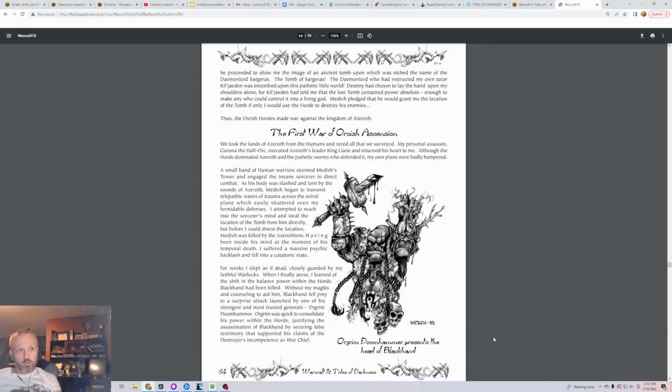The first war of orcish ascension. There's Orgrim Doomhammer presenting the head of Blackhand.